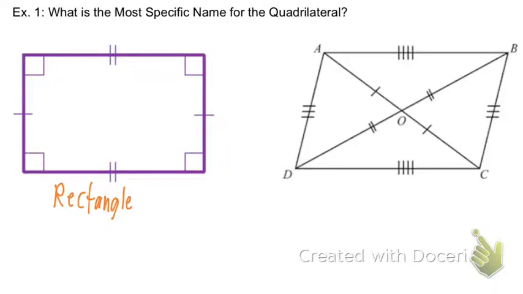Square. Now, how can we rule out rectangle, Max? Because of the angles. We don't know anything about them. They don't look like right angles, but we don't know one way or the other, so we can't say they are. So I would agree that the most specific name for it is parallelogram. Any questions on that one?